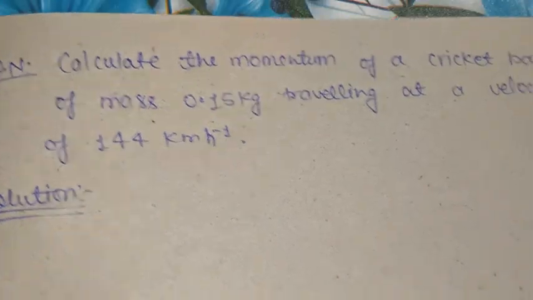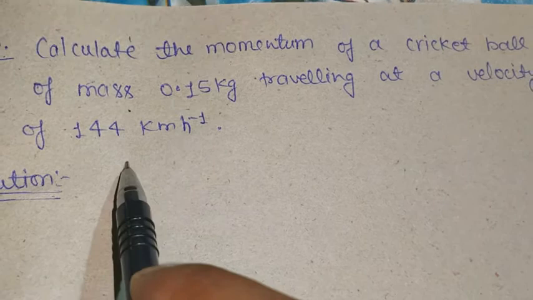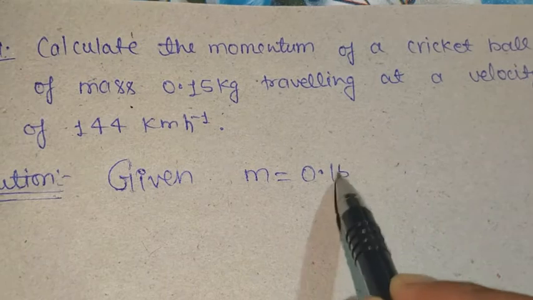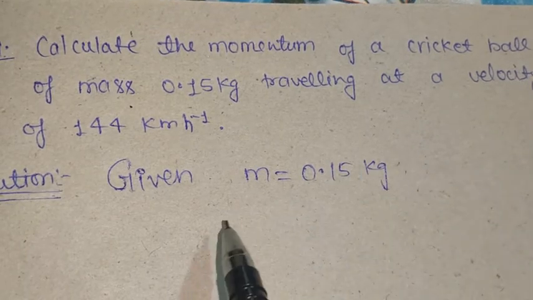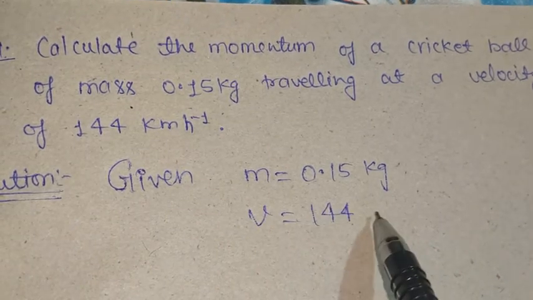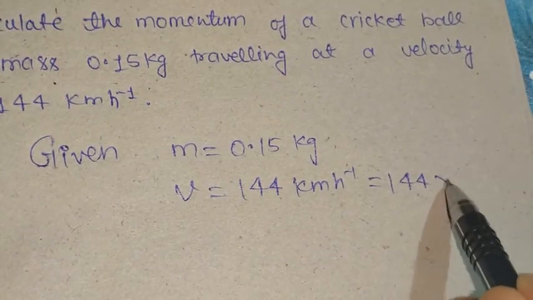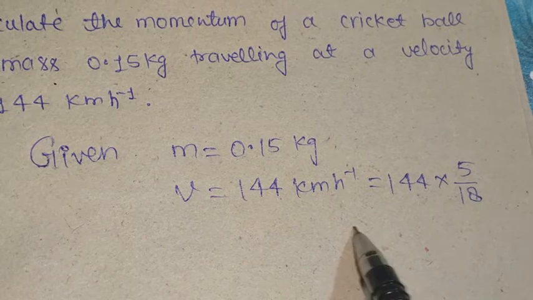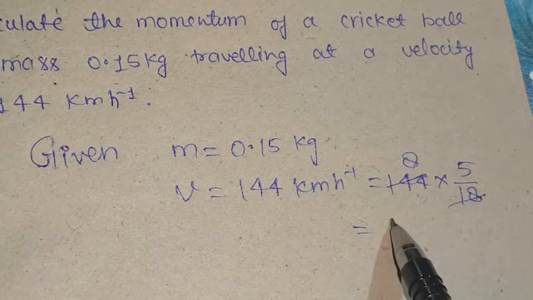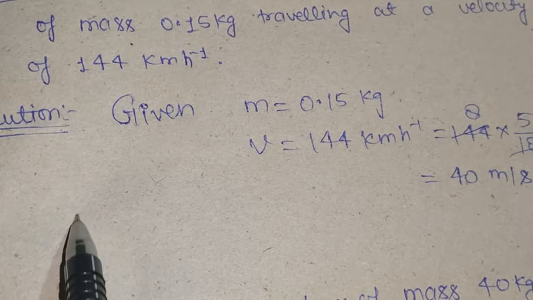The second question is, calculate the momentum of a cricket ball of mass. First of all we have to write mass m is equal to 0.15 kg. It is in kg, so no change. Velocity is given as 144 kilometer per hour. We have to change it into meter per second by multiplying by 5 by 18. So 144 times 5 by 18 gives 40 meter per second.